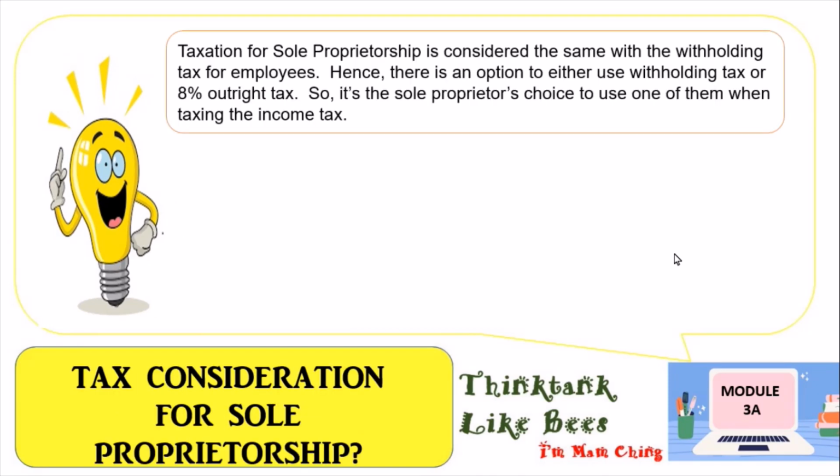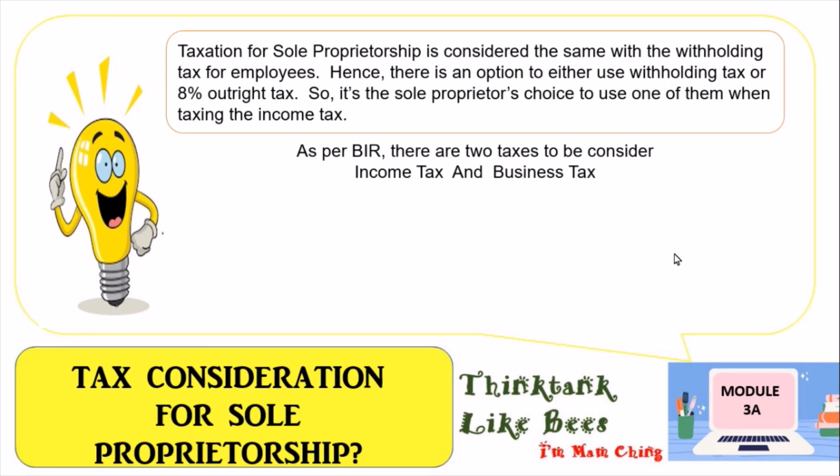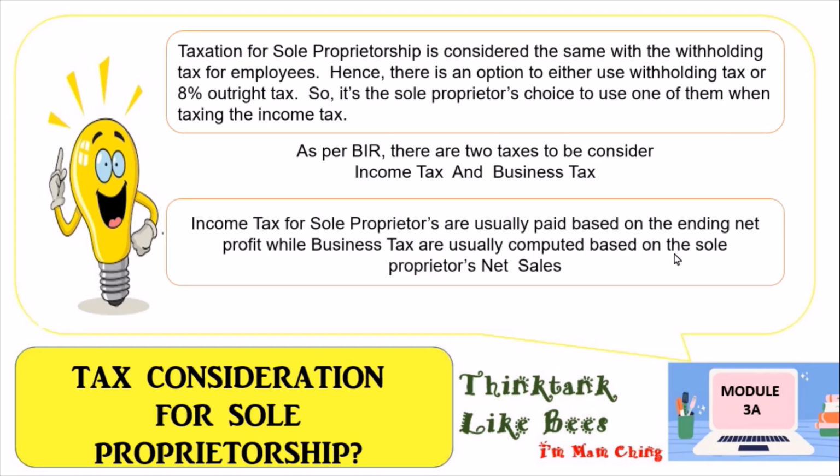So, what are the tax considerations for sole proprietorship? When we say taxation for sole proprietorship, it is considered the same as the withholding tax for the employees. Hence, there is an option to either use withholding tax or 8% outright tax. It's a sole proprietor's choice to use one of them when taxing the income. As per BIR, there are two taxes to be considered, an income tax and a business tax. So, you need to understand that.